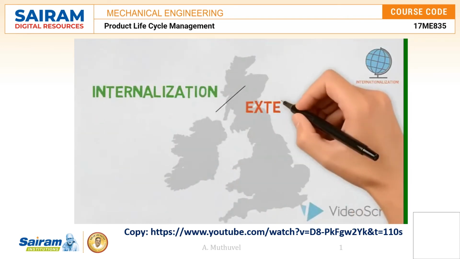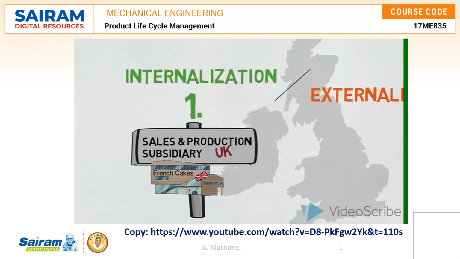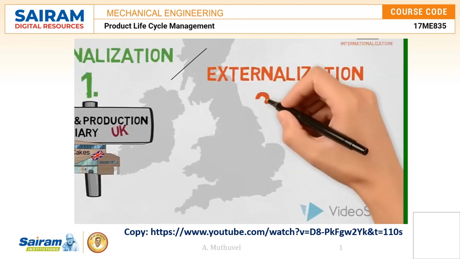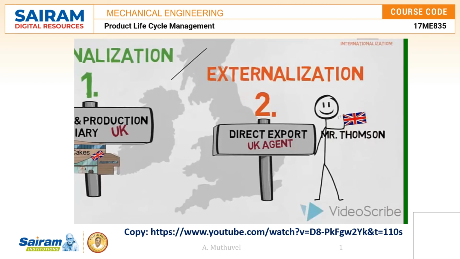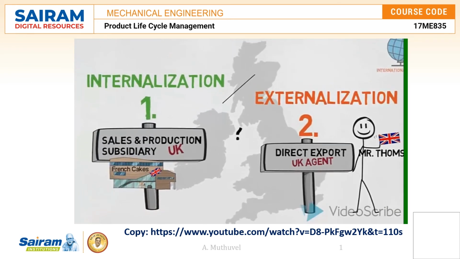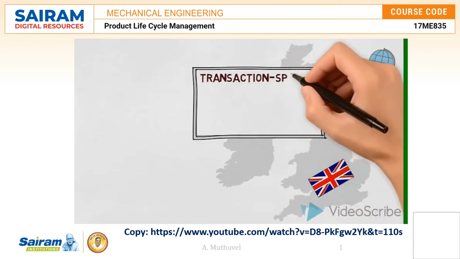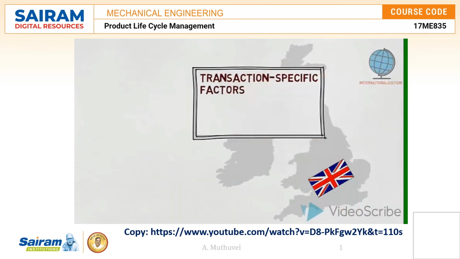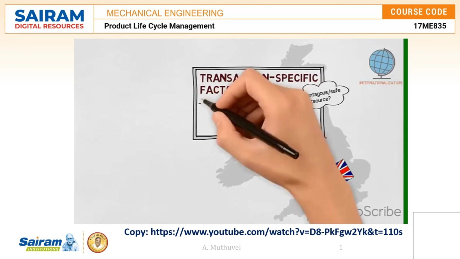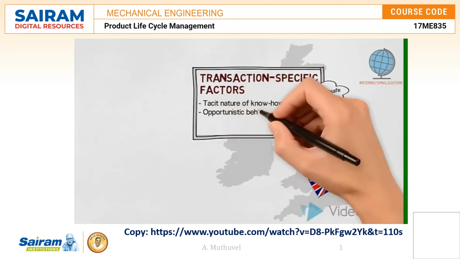French Cakes are still considering both options: 1. A sales and production subsidiary, and 2. An agent. The decision isn't made until a thorough investigation of all 4 sets of factors have been carried out. Some factors might prove to be a showstopper, making other factors less important when making the final decision. So let us move on to the third set of factors, the transaction-specific factors. These address to what extent outsourcing, i.e. using an independent partner to carry out certain functions, is advantageous and safe.